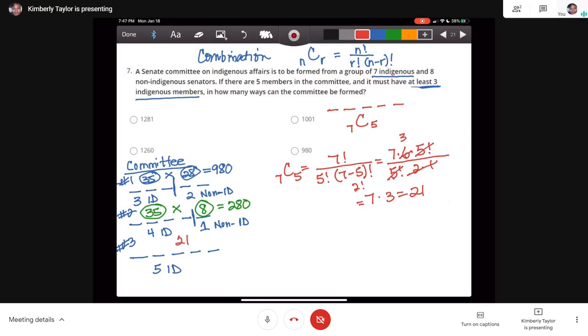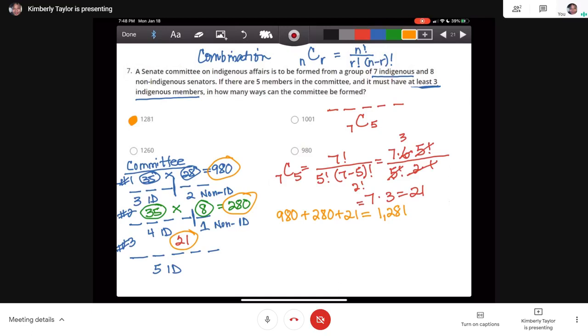So now they want to know, in how many ways can the committee be formed? All you do is add up all 3 of your combinations. So I have 980 plus 280 plus 21, and the combination that I get, let me verify my calculations, is 1,281 ways to form the committee. And that's just the answer choice here.